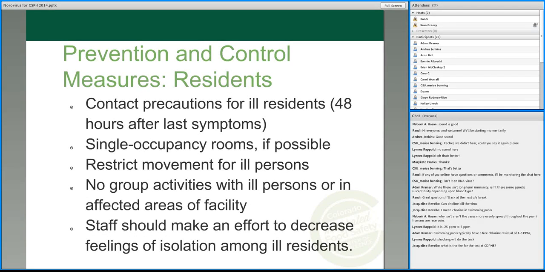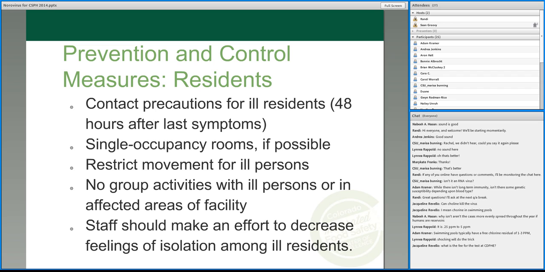So specifically for residents of a long-term care facility, they need to be on contact precautions for at least 48 hours after their last symptoms, to reduce the risk of transmission to healthcare workers and others. If they can be in single occupancy rooms, that reduces transmission, though that's not always an option depending on the facility. We also want to restrict movement for ill persons.